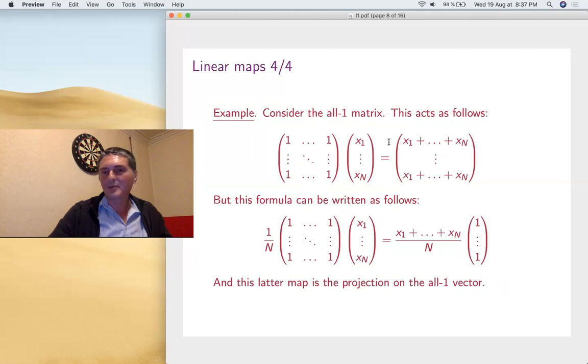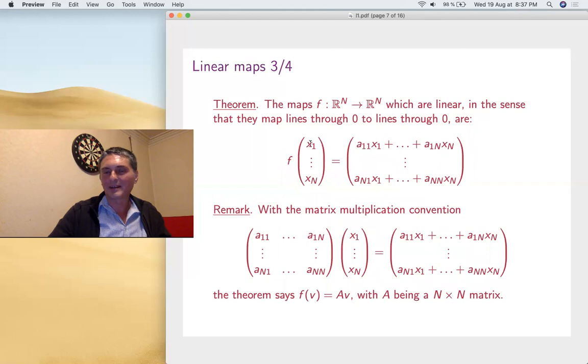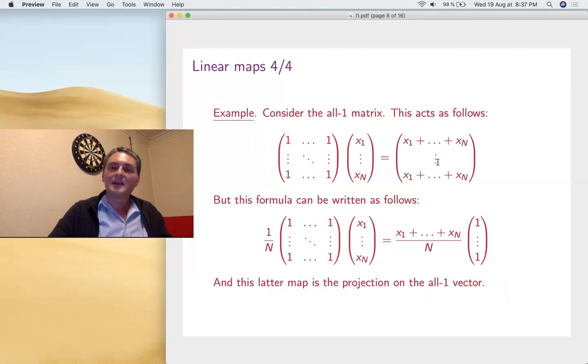Apply to a vector, it's going to sum everything, right? Let's go back to the formula here. So if I put only ones here, all the a's are ones, I get sums everywhere. Okay, so what's this map now? You take a vector and you sum everything. It looks a bit bizarre, and there's a trick here. Let's just divide everything by n.